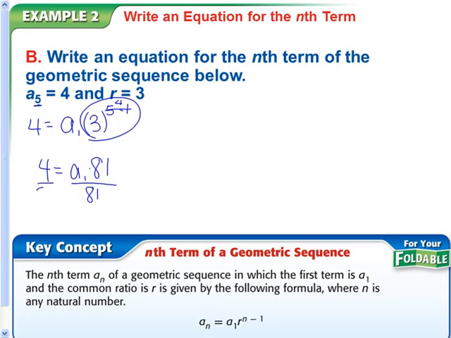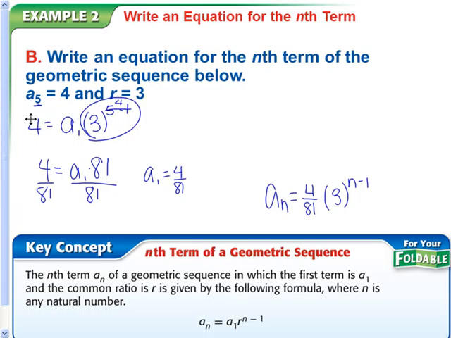Divide both sides by 81. And you get an itty bitty decimal. So maybe we should leave it as a fraction instead. So a sub 1 is 4 over 81. Then we can plug that in. a sub n equals 4 over 81 times 3 raised to n minus 1.